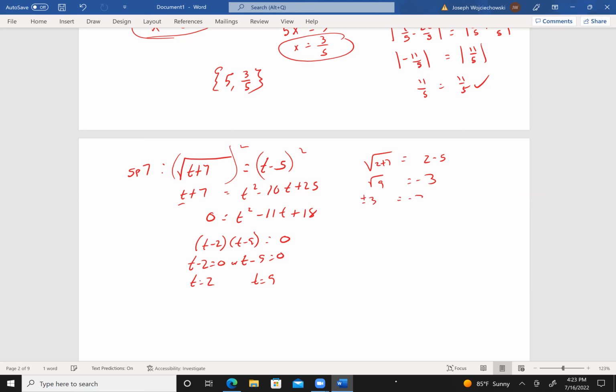Plus or minus 3 equals negative 3. Negative 3 equals negative 3, but positive 3 does not, so we cannot accept that answer. How about 9? Now we get the square root of 9 plus 7 equals 9 minus 5. Square root of 16 equals, actually, that's not the reason why. We're sticking only with positives at this point. 4 equals 4, and that checks. So our solution set is 9.